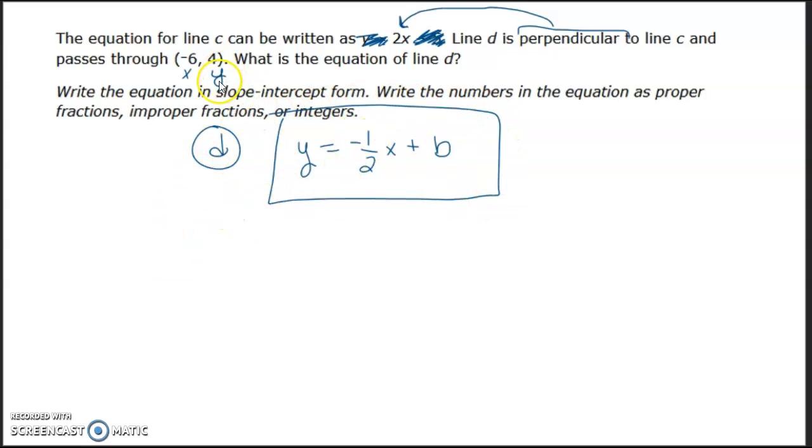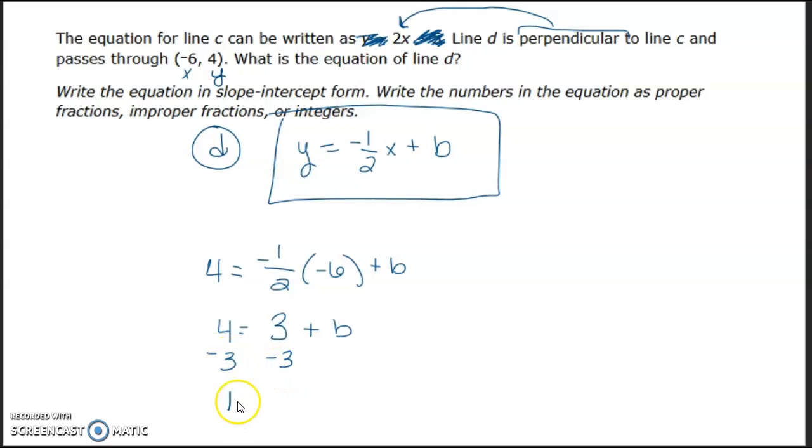All right, so let's use our clues. Well, y is 4, so 4 equals negative 1/2, x is negative 6, plus b. Now we can solve for b. So 4 equals negative 1/2 times negative 6. All this wants is what's half of 6, which is 3. And then a negative times a negative is a positive. 3 plus b. To get b by itself, we're going to subtract 3 from both sides. 1 equals b. Hey, we found b.